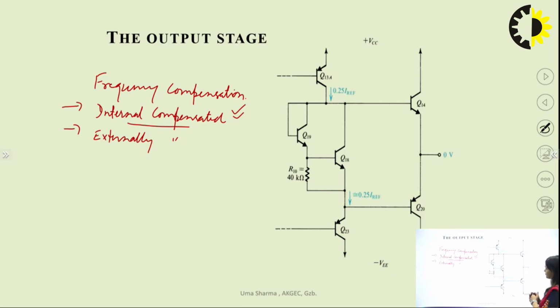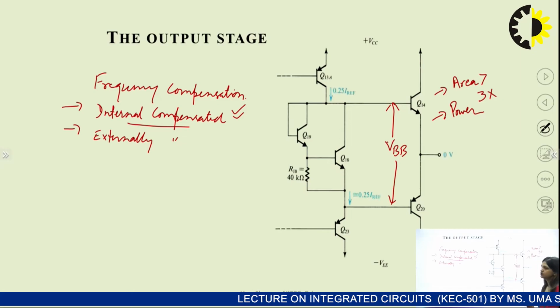Now come to the output stage. The output stage consists of Q14 and Q20 transistors. These are the power transistors, and here this network is used to increase the base to base voltage between Q14 and Q20, because these are the output transistors having an area which is greater than all the other transistors available in the IC. Generally this area is 3 times. So to increase the base to base voltage, we have added this network, Q18 and Q19, to the output stage.